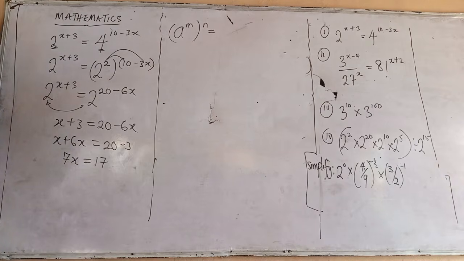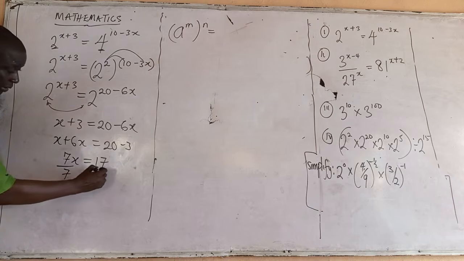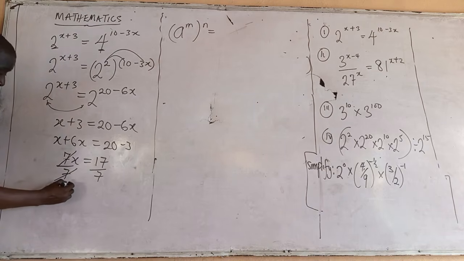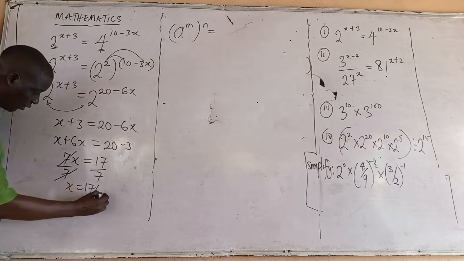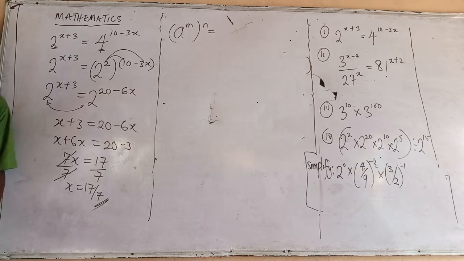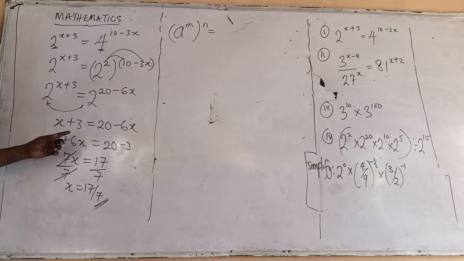Now to make x stay alone, you have to remove the 7. And how do you remove 7? Divide by 7, so that this one will cancel this one. You are going to have x equals 17 over 7. Any question concerning the solution? Any question?